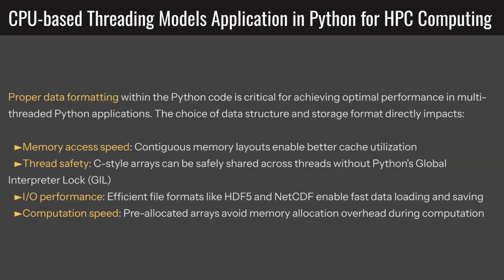Proper data formatting within the Python code is critical for achieving optimal performance in multi-threaded Python applications. The choice of data structure and storage format directly impacts memory access speed. Contiguous memory layouts enable better cache utilization. Thread safety: C-style arrays can be safely shared across threads without Python's global interpreter lock, the GIL. Performance: efficient file formats like HDF5 and NetCDF enable fast data loading and saving. Computation speed: pre-allocated arrays avoid memory allocation overhead during computation.